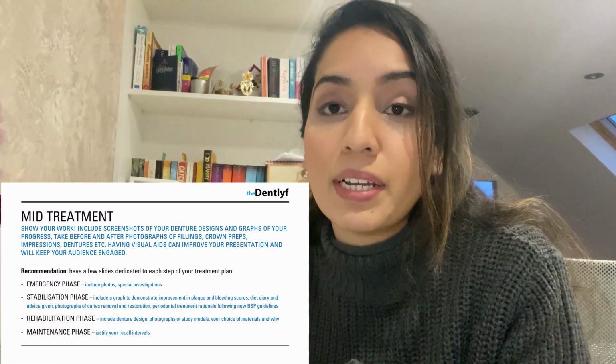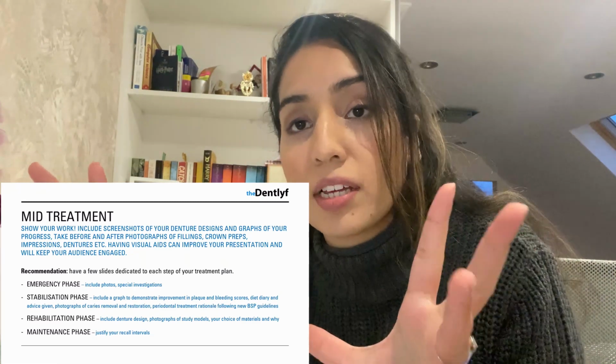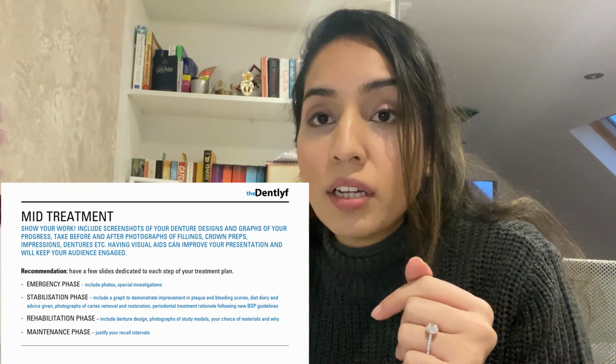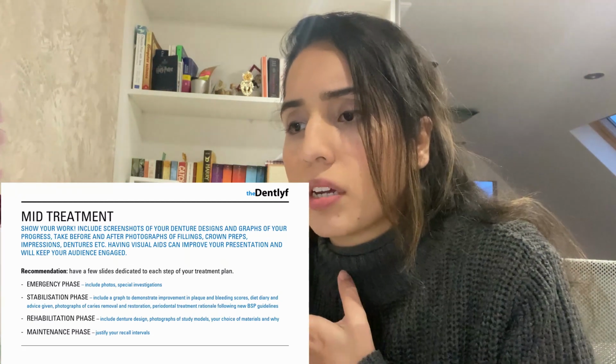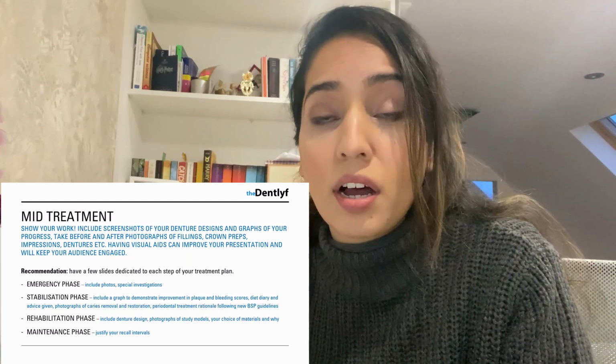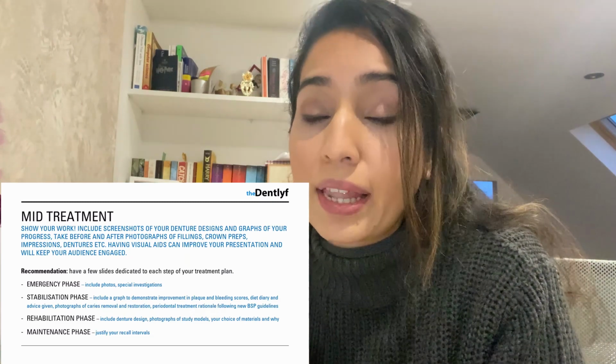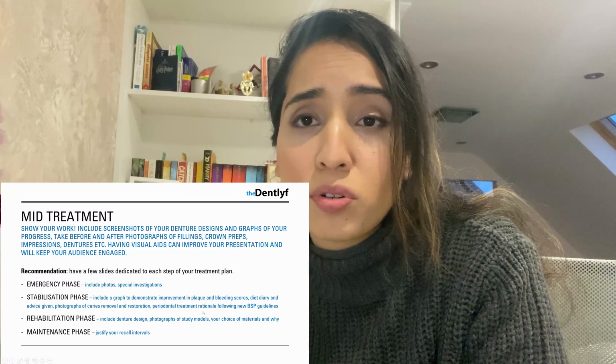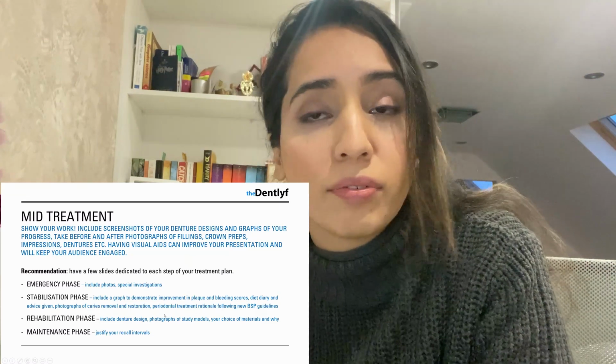So then you have your rehabilitation phase. You'll have a slide for this. So for example, you're about to make a patient a denture, so you've taken the primary impressions, you've got study casts, include your denture design. What did you have to think about in this stage? Why did you choose to do a cobalt chrome denture instead of an acrylic one?